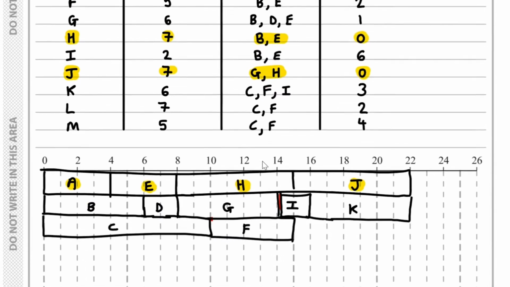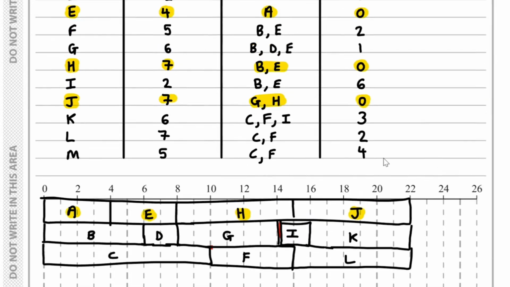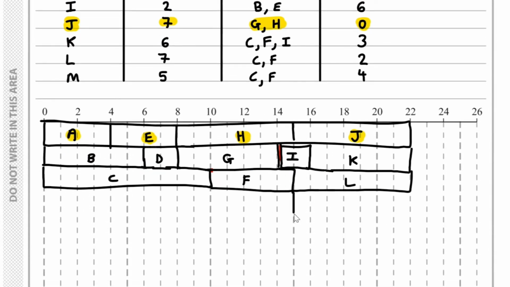Now L depends on C and F completing, so L can actually go after here. We're at 15 so far. Add on the 7, that takes us up to 22. And M, that depends on C and F completing, so M would have to go here. It's got a duration of 5, so that will take us up to 20. So M would go here.